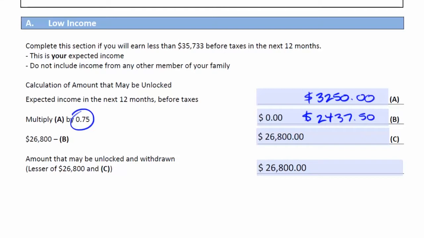Remember that year's maximum pensionable earnings calculation we talked about? You'll need to subtract the last number from 50% of the year's maximum pensionable earnings. $26,800, or 50% of YMPE for the applicable year, minus $2,437.50, leaves $24,362.50 as the maximum you can withdraw for reasons of financial hardship under the low income provision.